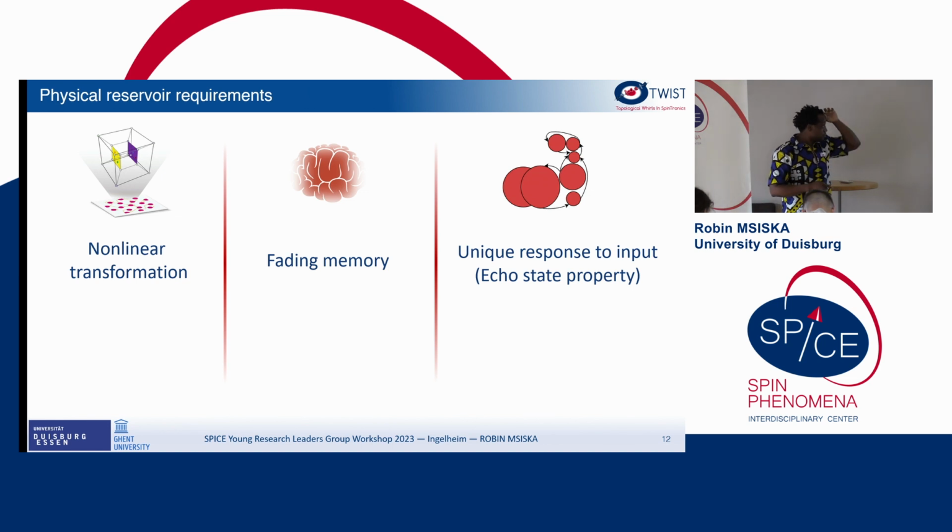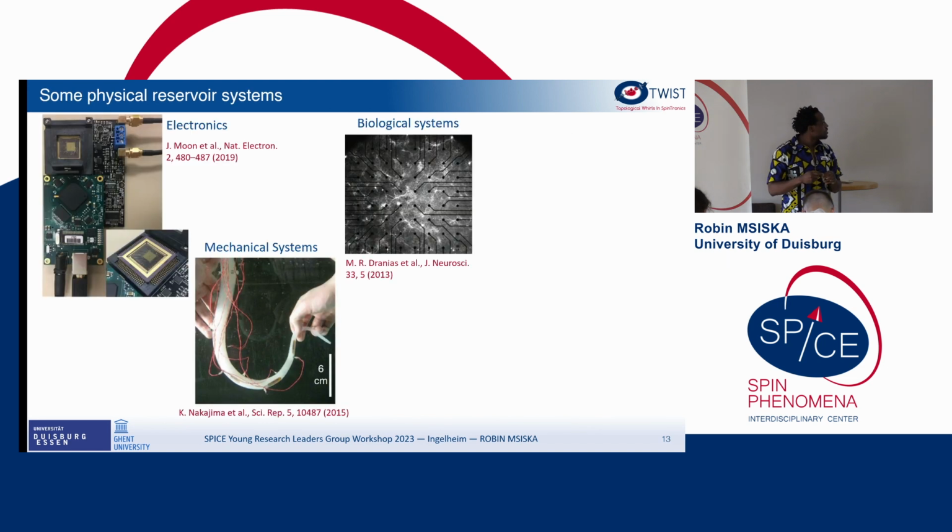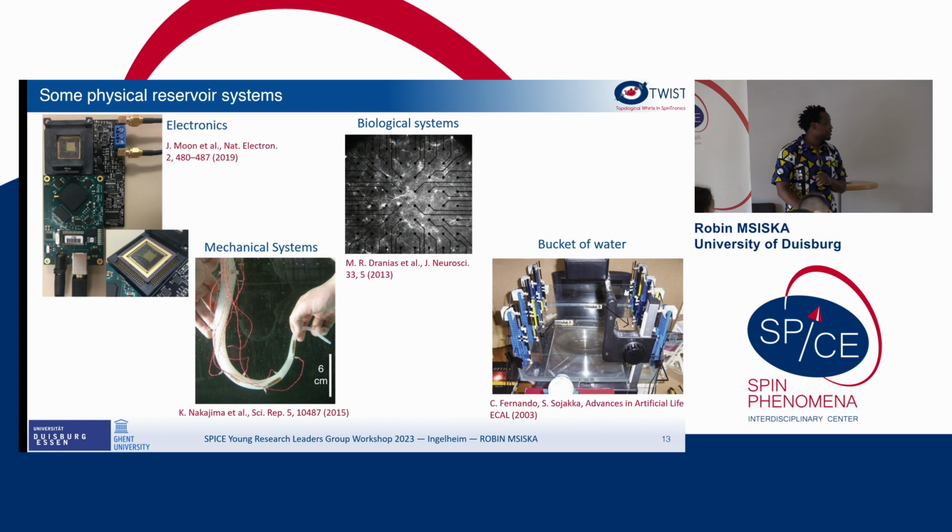So what can be a reservoir computer? What constitutes something that can be used as a reservoir computer? You can have different types. In the literature, we have a lot of different types of physical reservoir computers. We have electronic memristor systems, for example, photonic systems, mechanical systems like this octopus. Don't ask me why this shape was chosen, but it works. Biological systems like a culture of cells with electrodes on it. And my personal favorite, a bucket of water.